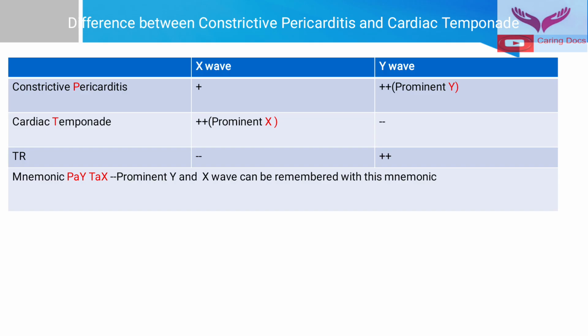So for constrictive pericarditis, just remember P and add Y, and we pay tax. Constrictive pericarditis, pay tax means P for pericarditis, Y is more prominent, and tamponade, tax means T for tamponade and X is more prominent. Tax. Just remember pay tax.